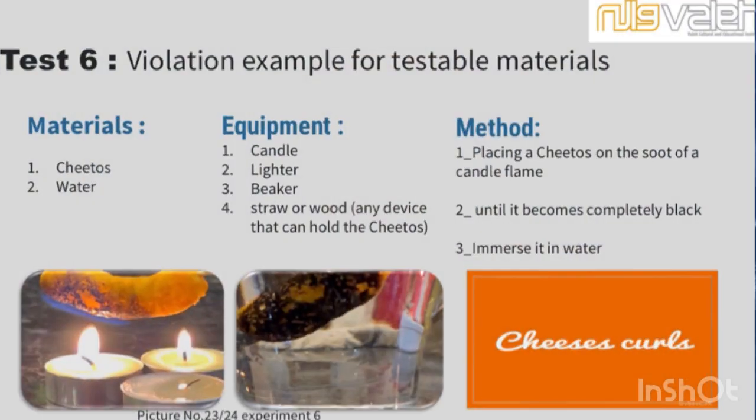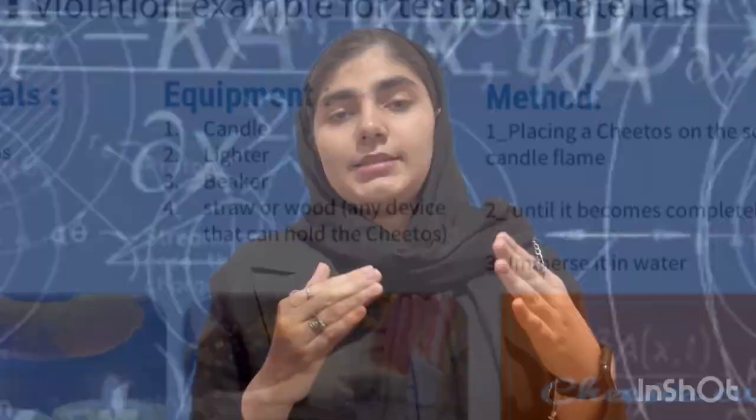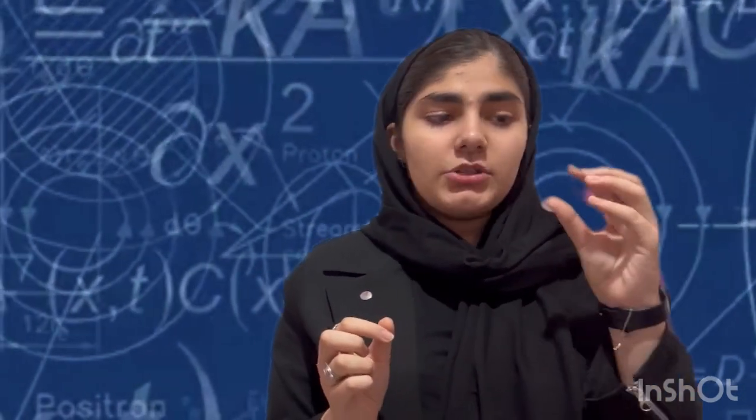Experiment number 6 is about another violation example for our testable material, in which we use Cheetos and water. We put our Cheetos on the soot of our candle flame, and after it is completely black, we submerge it under the water. But there is an issue, because the Cheetos burn when we put them in front of our candle flame. And because of that, we use it as a violation example for our testable material.